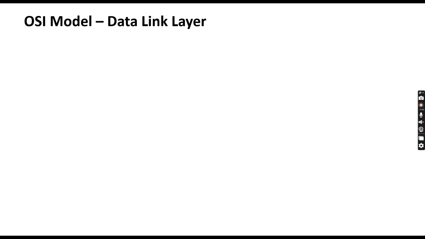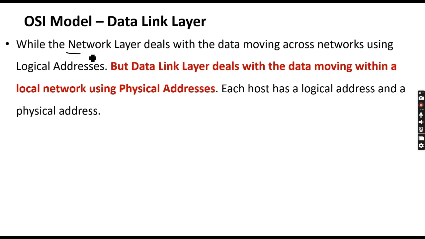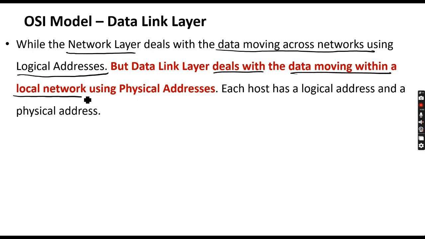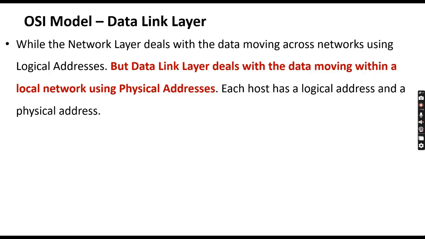Guys, make sure your network layer deals with logical addressing. Data link layer deals with physical addressing. See this, read this. While the network layer deals with the data moving across the network using logical addresses like IP address, the data link layer deals with the data moving within the local network using the physical address. Logical is your IP address, physical is your MAC address, and each host has the logical and the physical addresses. Then only you will be able to perform the proper transportation of your data.